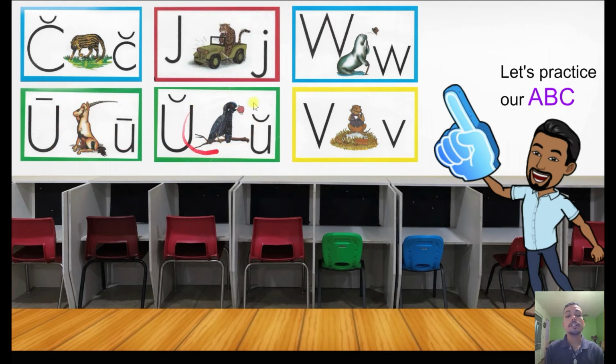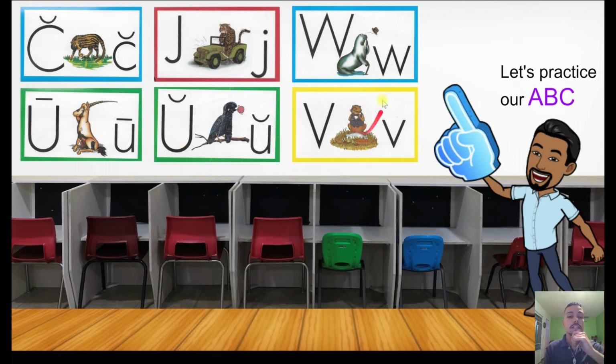The next one here, its name is umbrella bird. Umbrella bird. And umbrella bird has a letter that sounds O. And when you see the letter U with the smile on top, it's going to sound O. Umbrella bird, right? Very good.